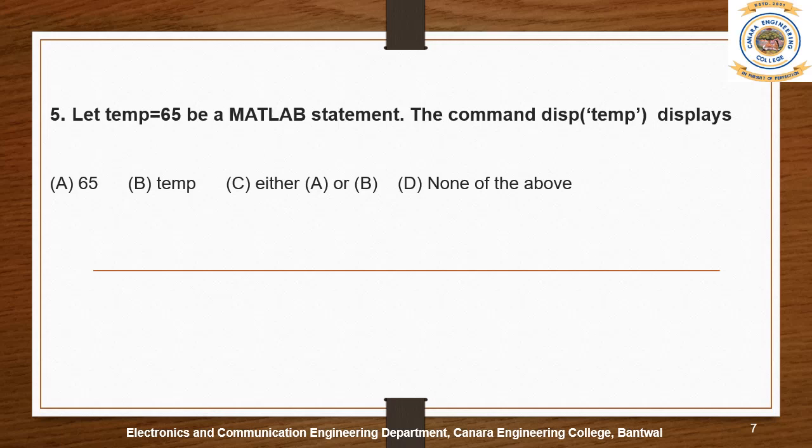Let temp is equal to 65 be a MATLAB statement. The command disp of temp displays... There are two ways to use the disp command in MATLAB. One is disp of 'temp' in single quotes, which will display just temp. But if you type disp of temp without single quotes, it will display the value present in the temp variable. So in this example, the command disp of temp will be displaying temp itself, because we have put it in single quotes. Therefore the option is B.